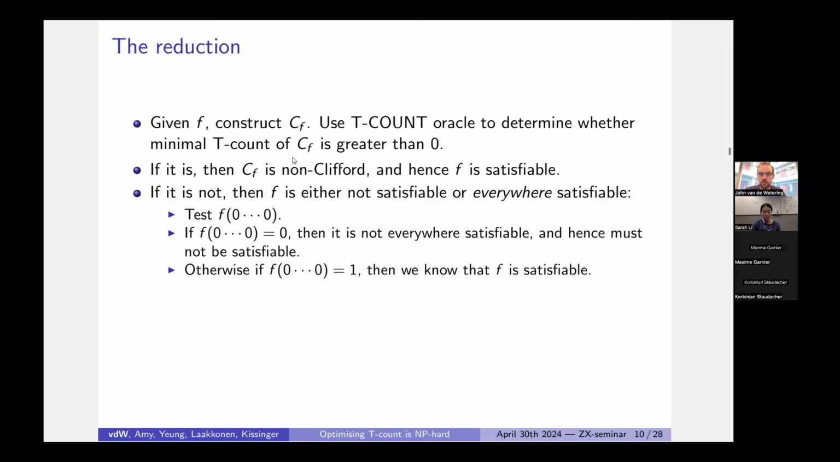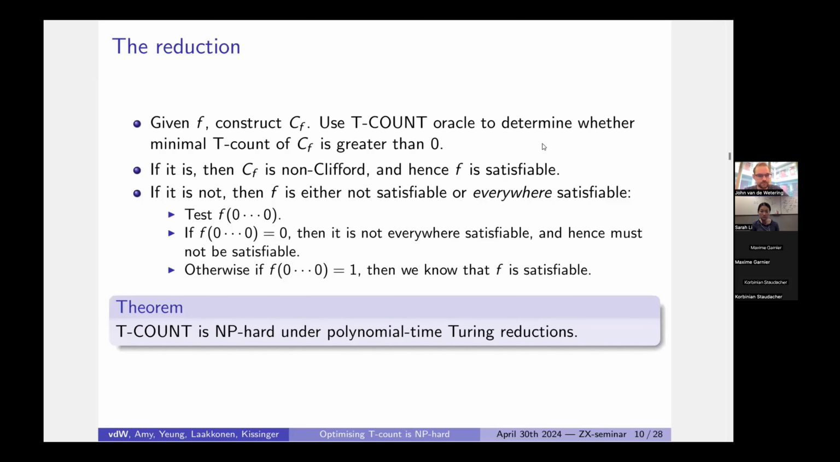If it is not, well, then we know CF is Clifford, and we saw there's two possibilities for that. So then either F is not satisfiable, or it is everywhere satisfiable. So we just test one value, like when we input all zeros. And if this turns out to be not satisfiable, then we know it is not everywhere satisfiable, and hence it must not be satisfiable anywhere. Otherwise, if this gives 1, then we have a satisfying solution, and then we're also done. So with a single call to the T count oracle, we can determine whether F is satisfiable or not. So we've proven the following.